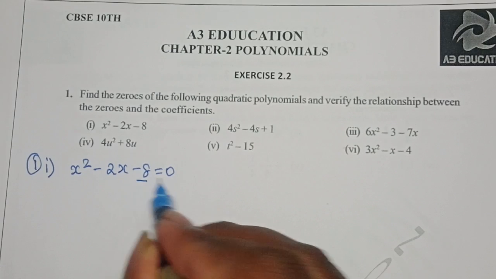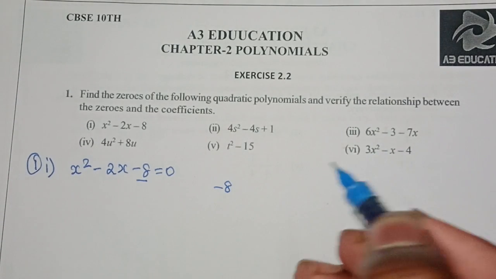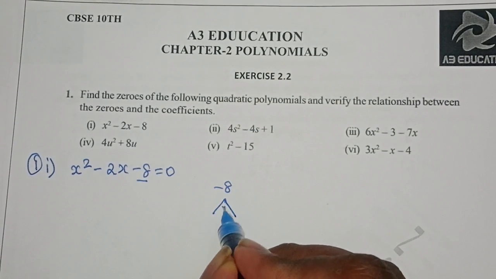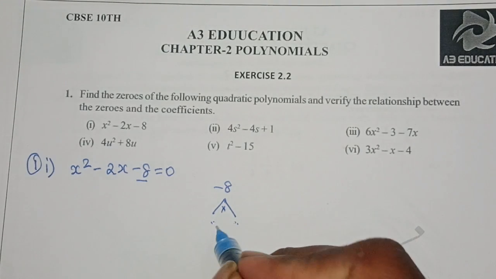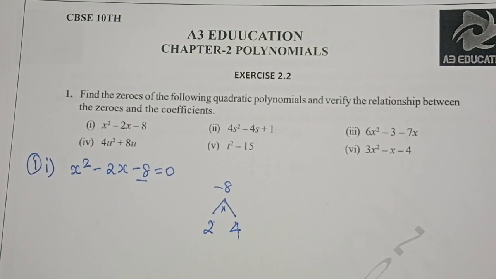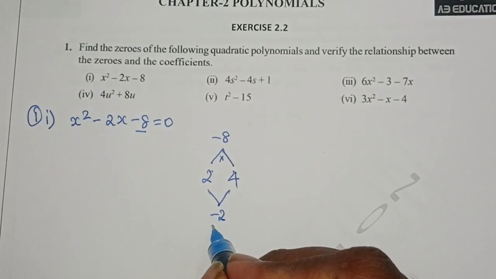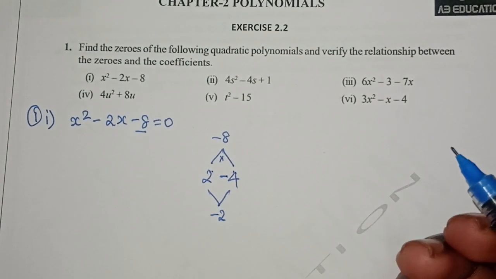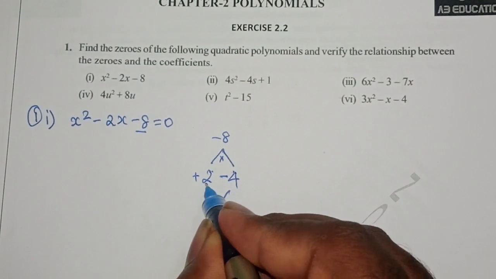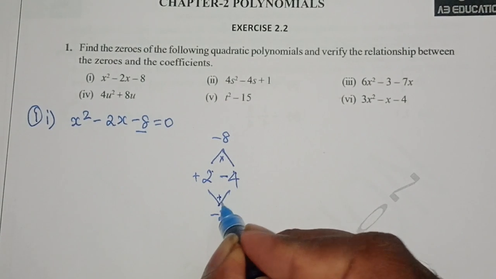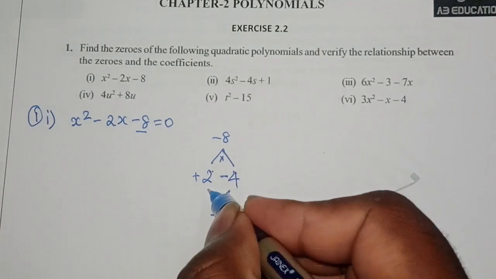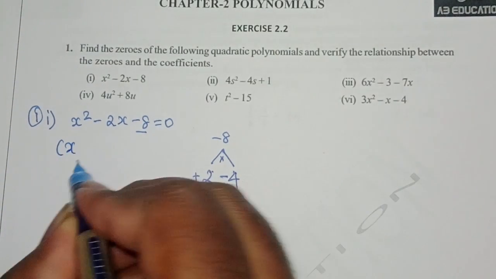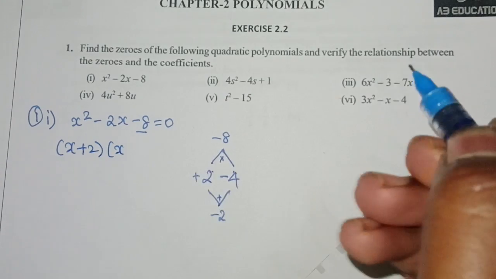Take this element, minus 8. We need to split so that the product of the two numbers is minus 8. It can be 2 and 4, and the sum should be minus 2. Minus means the greater number should have the minus sign. Then it will be plus 2, minus 4. By adding we should get minus 2, by multiplication we should get minus 8. This satisfies both the conditions, therefore (x plus 2)(x minus 4).